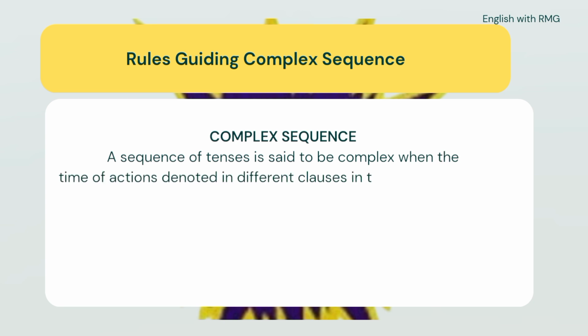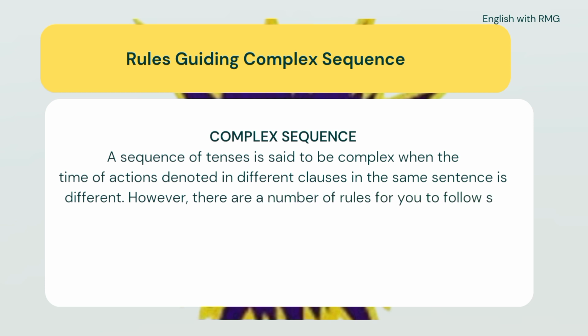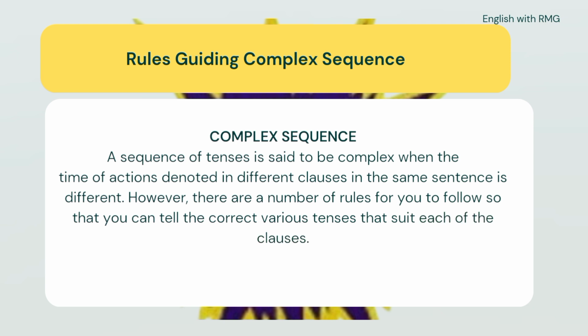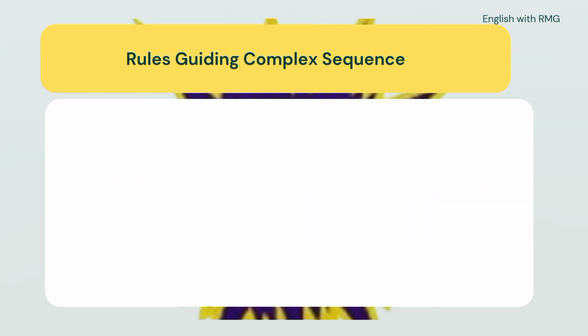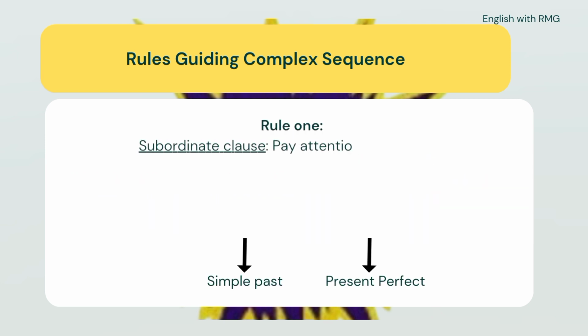A sequence of tenses is said to be complex when the time of actions denoted in different clauses in the same sentence is different. However, there are a number of rules for you to follow so that you can tell the correct various tenses that suit each of the clauses. What do I mean by that? When we have a sentence, it's still one sentence, but there are two or more clauses, and these clauses are denoting different times of action. Then we say that this sequence is a complex sequence.